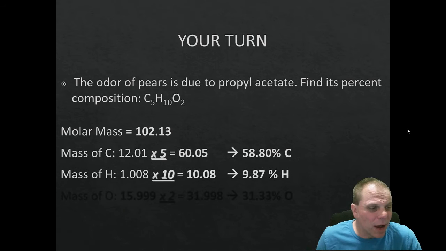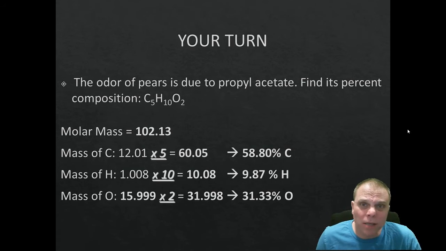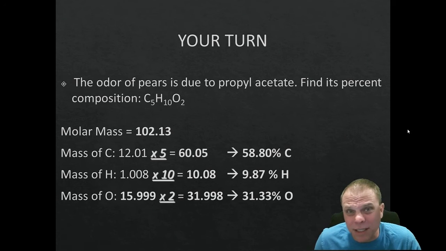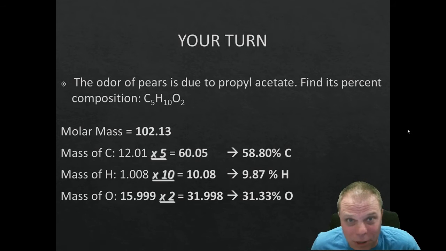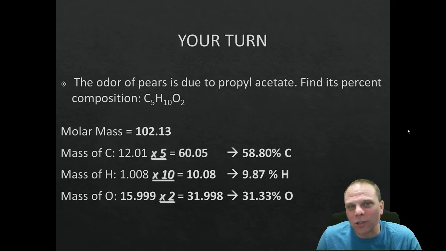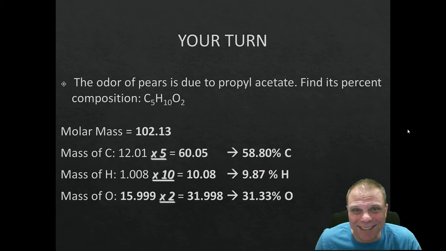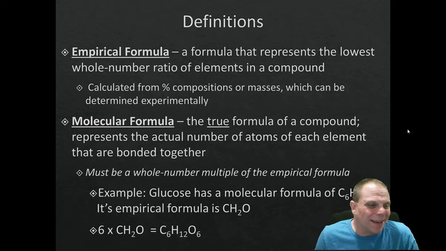That's for carbon. For your hydrogen, you have 10 of those, so 1.008, or maybe you just did 1.01, times 10 equals 10.08, and then you divide that by 102.13, you get 9.87% of hydrogen. And then finally, you take your 2 oxygens, and if you had 15.999, or maybe you did 16.00, then you get 31.998, or maybe you got 32. Take that divided by 102.13, and you get 31.33% of oxygen. So if you came up with that, you're on the right track. This is easy stuff, right? So good job. If not, make sure you talk to me, and we'll go through it some more.